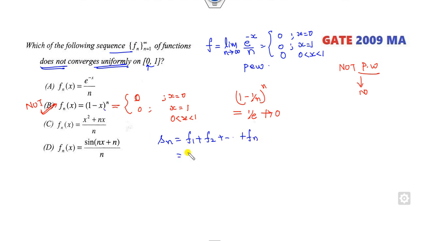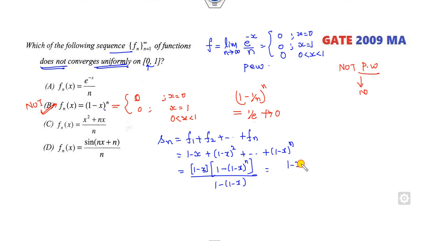So what is the f1? 1 minus x, 1 minus x square, and so on, 1 minus x to the n. This is a GP series. This is my a into 1 minus r to the n, over 1 minus r. So clearly, this is the x, 1 minus x over x, and 1 minus of this.